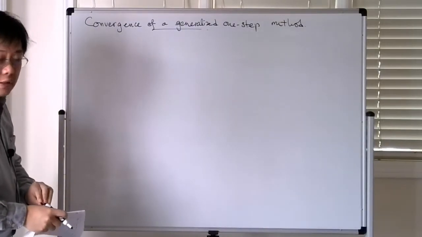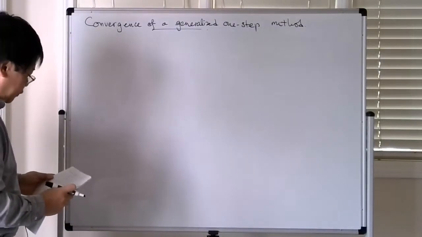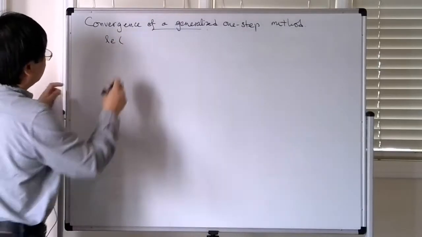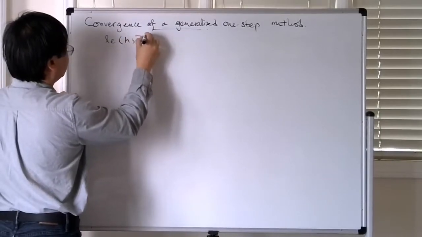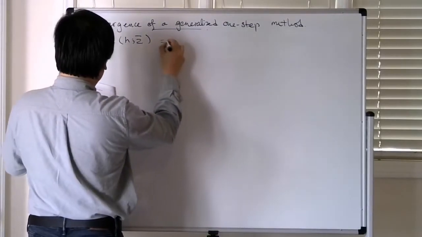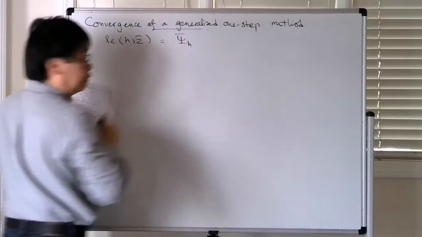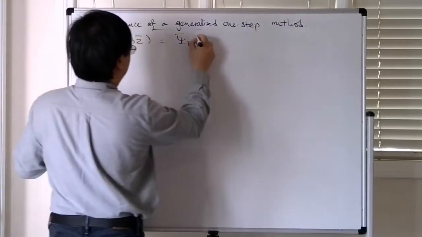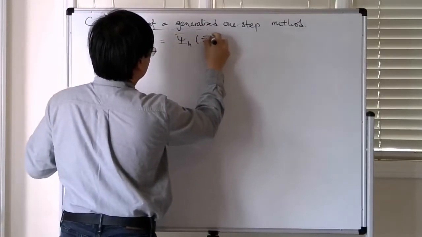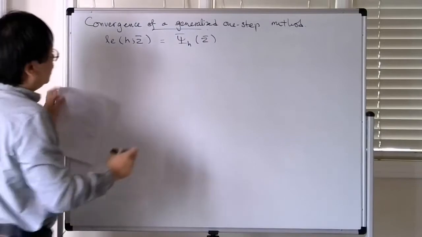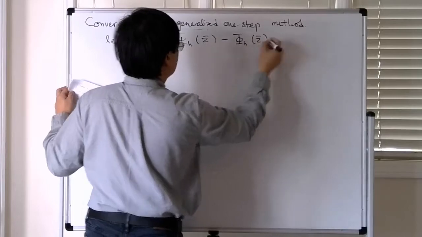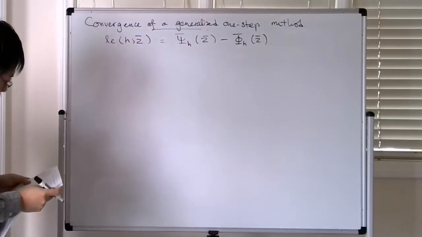So let's recall some pieces of the puzzle, if you will. The first thing, of course, is the local error. The local error, at time step h with some initial condition z bar, is defined to be the difference between the numerical flow by one step of step size h with respect to the initial condition z bar, and the exact solution flow, again, applied to the same initial data.